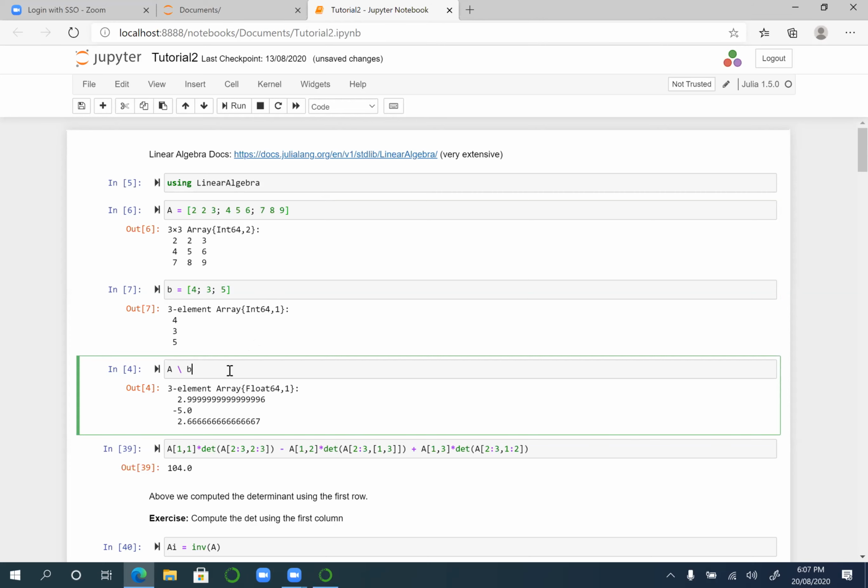and shift enter. And here we get 2.99, but those 9s go on and on. And you can see that eventually we have a 6 in what looks like the 15th decimal place or so. That's a little bit odd, but okay. All right, now you can see this really represents the number 3, right? So we should note this solution as 3, minus 5, and 2.6 recurring. Okay, great. Any questions? So that's all we had to do with this one.